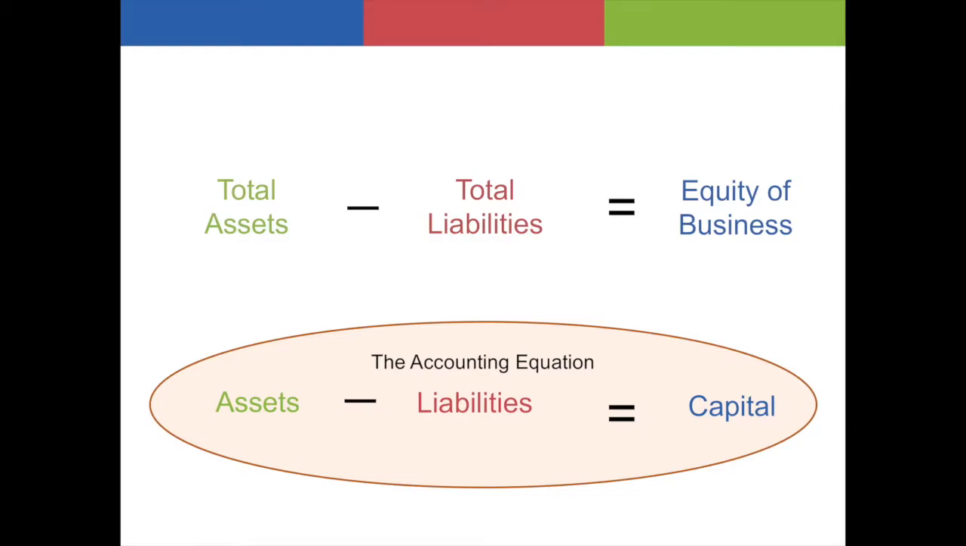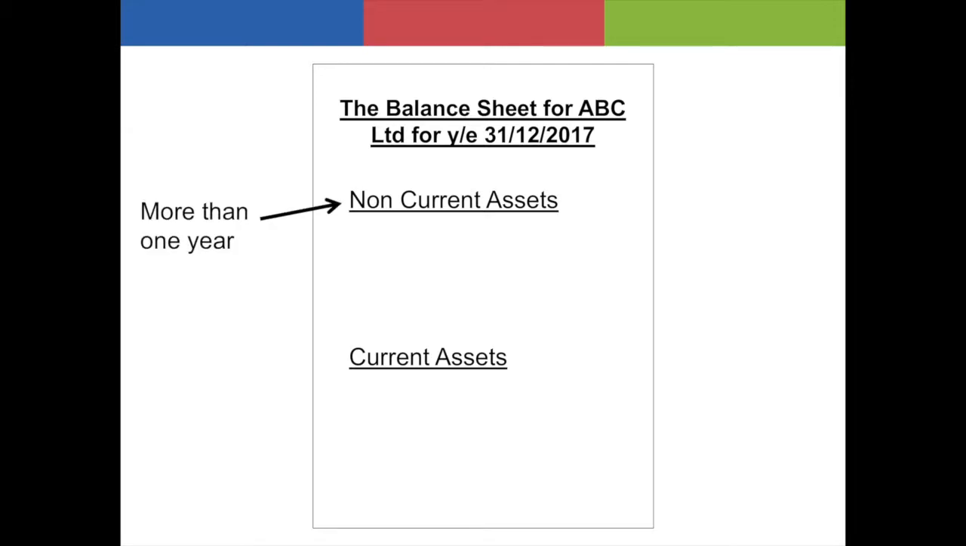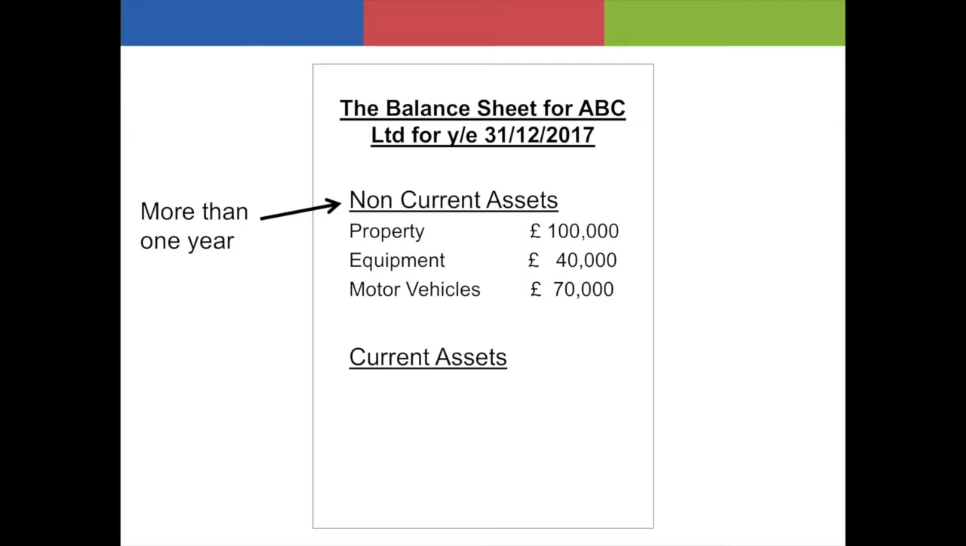You can extend your knowledge and look at this in more depth in our video on what is the accounting equation. Let's now have a look at how the balance sheet looks. At the top we have the title as the balance sheet for ABC Limited for year ending 31st of December 2017. The title is followed by the assets section, and this can be split further into non-current assets and current assets. Non-current assets are assets that will be in the business for the long term and usually more than 1 year. For example, property, equipment, and motor vehicles.